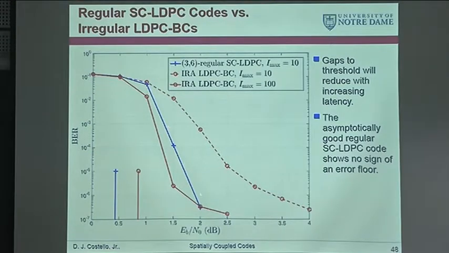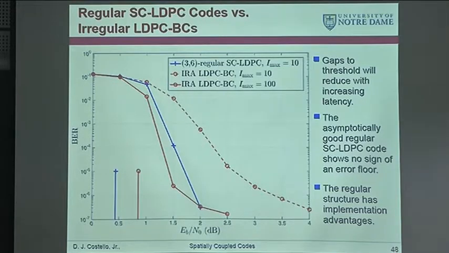But the spatially coupled code shows no sign of an error floor, whereas the irregular code is definitely starting to show an error floor. So what we would say is, if you want to compare spatially coupled codes to a good irregular block code design on an equal latency basis, you may lose a couple of tenths of a dB in the waterfall, but you will gain in the error floor, and you have a simpler implementation complexity because you've got the regular structure. So that's that kind of trade-off.